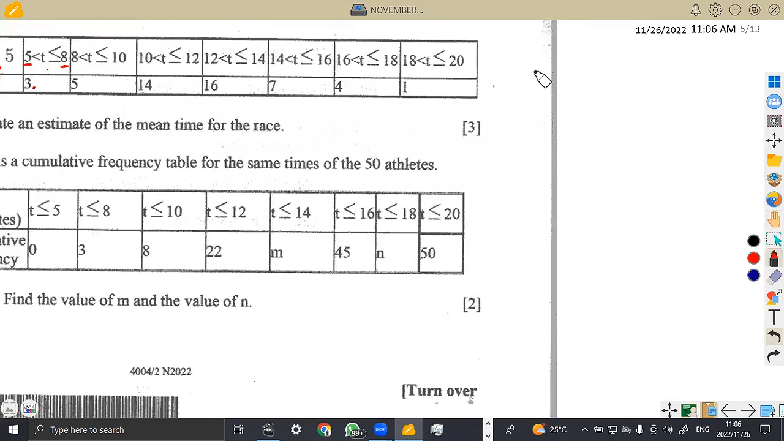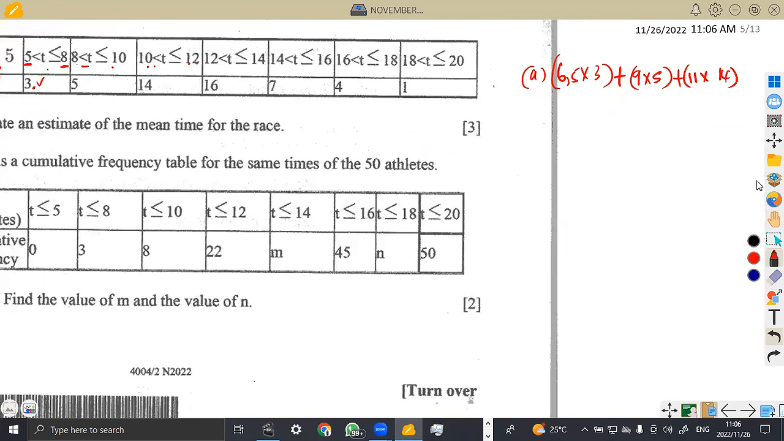Like I said, for the first part we do not have a frequency there. So 5 plus 8 divided by 2, you get 6.5, times the frequency, which is 3. You move on to the other one. From 8 to 10, as you can clearly see, the number between 8 and 10 is 9. So it's 9 times 5. You move on to the other one. Between 10 and 12, we can see that we've got 11 there. So it is going to be 11 times 14.